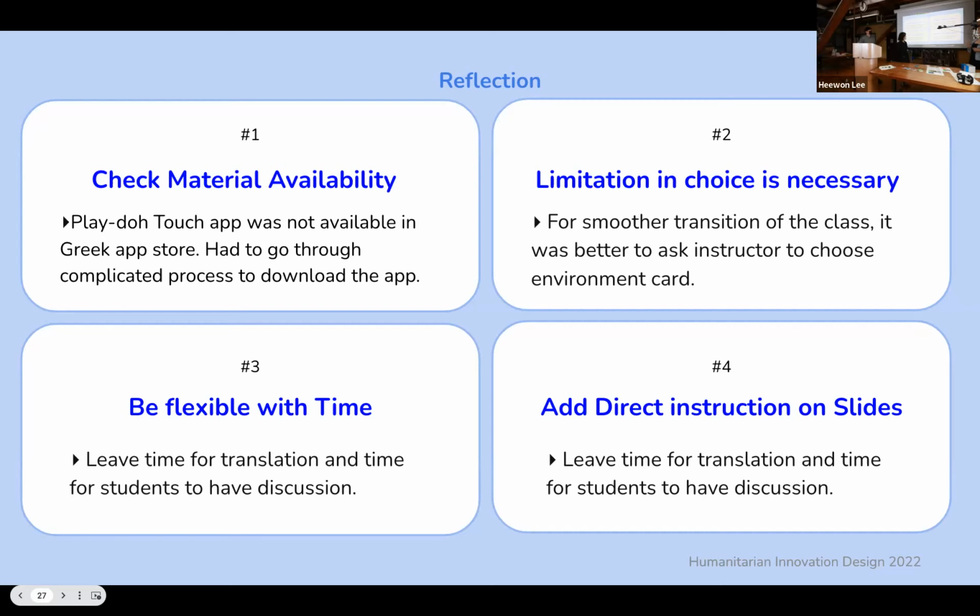Second, limitation in choices is necessary. At the beginning, we allowed students to freely pick their own environment card as a group. But for smoother transitions of the class, it was better to just ask the instructor to choose one. And third, always be flexible with time by giving enough time for students to have the translations and discussions. And lastly, adding direct instructions on slides is always helpful so that they can go over the instructions when they feel lost.